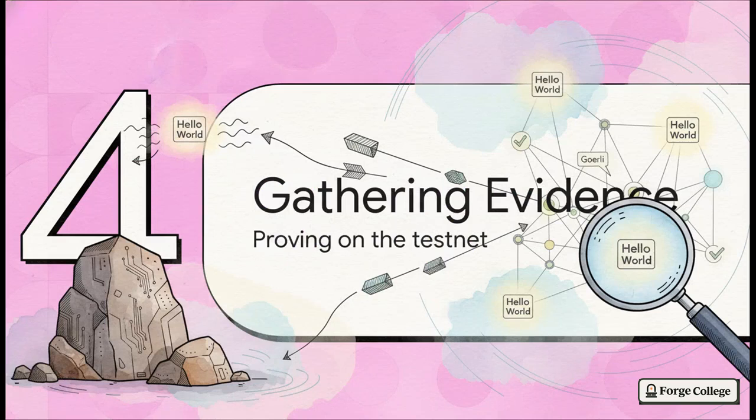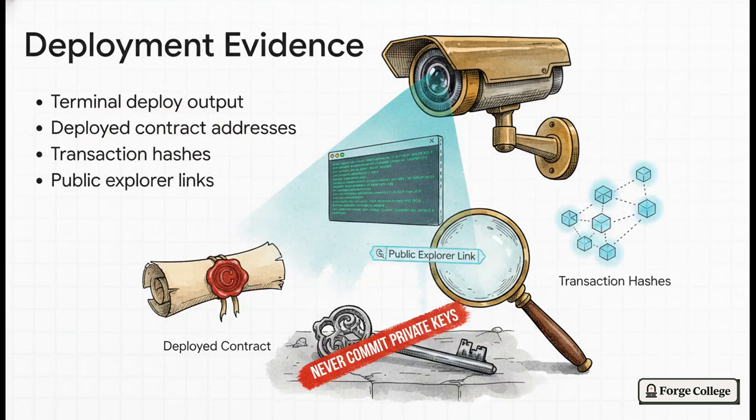Section 4, gathering deployment evidence, proving it on the testnet. So, once your local build is verified and solid as a rock, we transition to proving it actually ran on a public testnet like Sepolia or Goerli. You can think of this evidence as like security camera footage of your machine running successfully. You need to record the exact deployment commands, the deployed addresses, and provide clickable public Explorer links. And please exclude all private keys. Seriously, committing a private key to GitHub is an express one-way ticket to getting your project drained and instantly failing your review. Just don't do it.